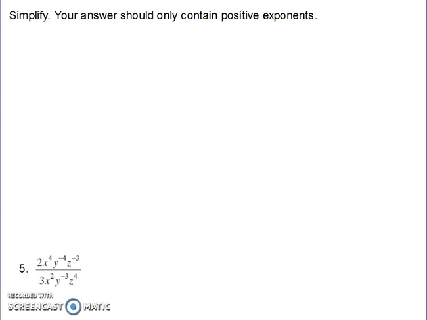eighth power. Problem 5, we have this big division problem with the same base in numerator and denominator, and we simply need to use the rule that says when you have the same base in the numerator and denominator, you can subtract exponents. So we're going to look at the x in the numerator and denominator. We're going to subtract 3 from the 4. We will subtract the negative 3 from the negative 4. So that's a minus 4 minus a minus 3.